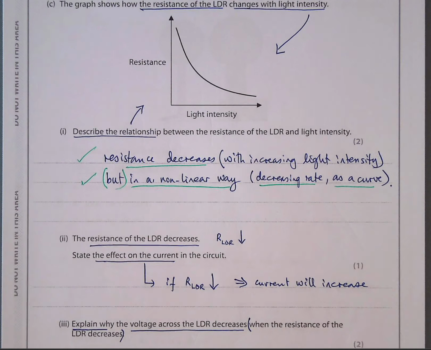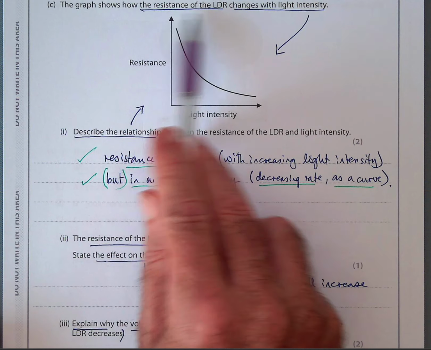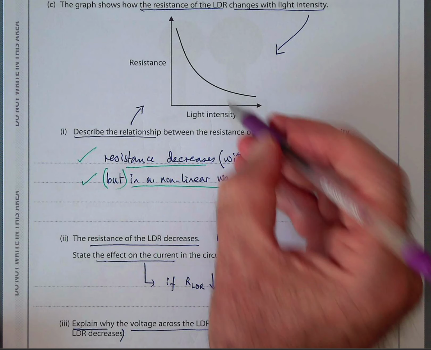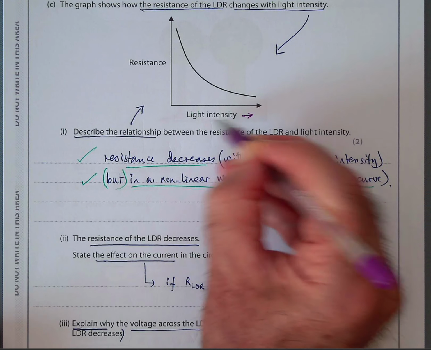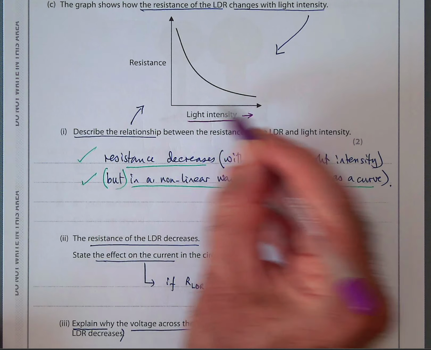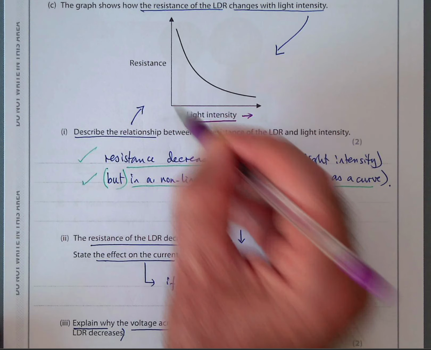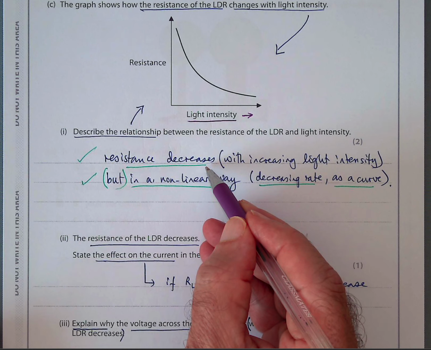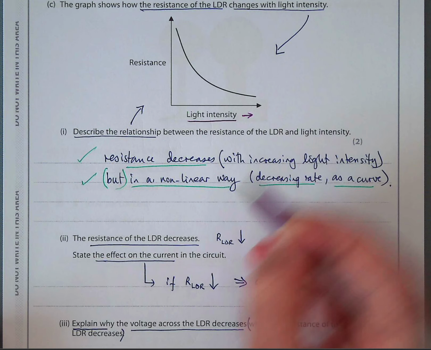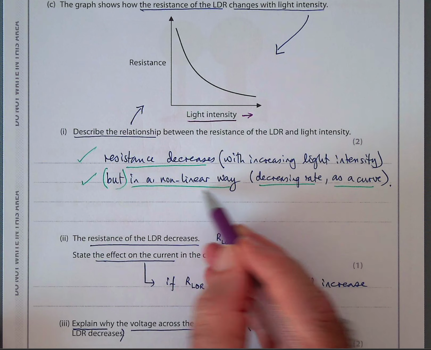The next one, it shows a graph, shows how the resistance of the LDR changes with light intensity. So why does that happen? As you increase the light intensity, that reduces the resistance. See, as you're going this way, the resistance goes down. So the resistance decreases, but in a non-linear way. It's not a straight line decrease. They want you to say it's in a non-linear way.